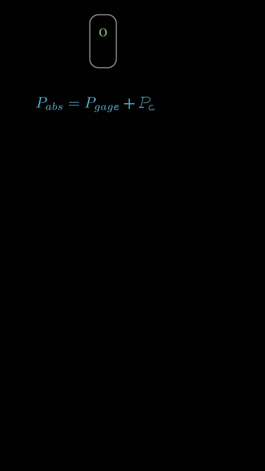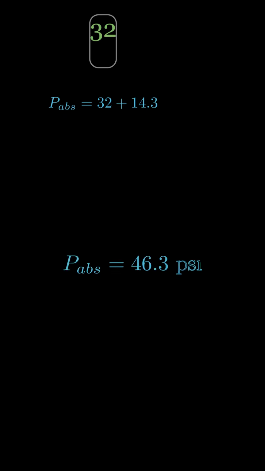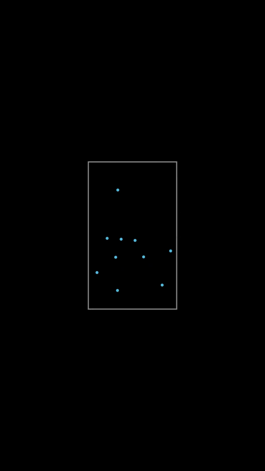To find the absolute truth, we simply add the atmospheric pressure back to the gauge reading. Let's say your gauge reads 32 psi, and the atmosphere is 14.3 psi. The actual absolute pressure inside that tire is the sum, 46.3 psi. What happens when pressure is lower than the atmosphere, like when you suck through a straw? We call this vacuum pressure. It is the missing pressure compared to the atmosphere.